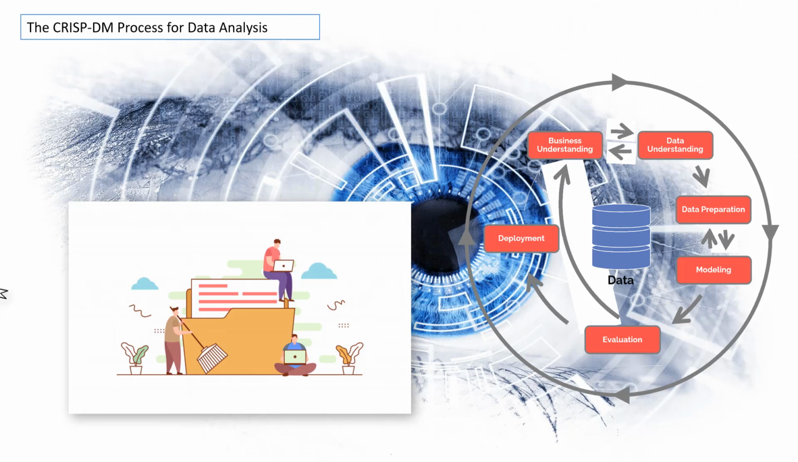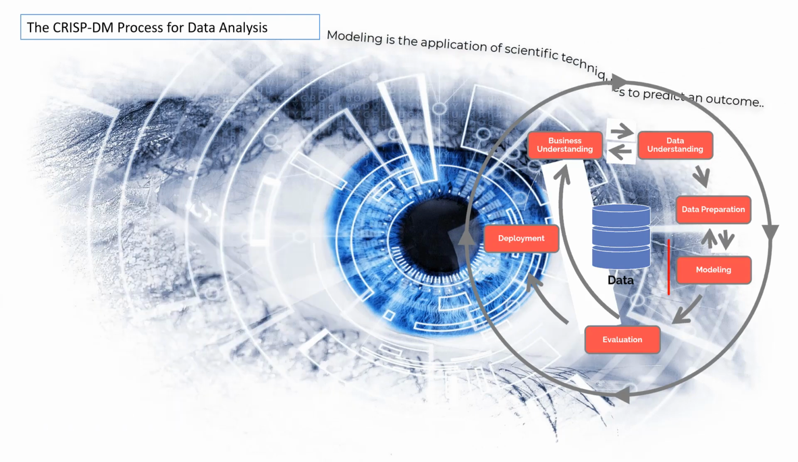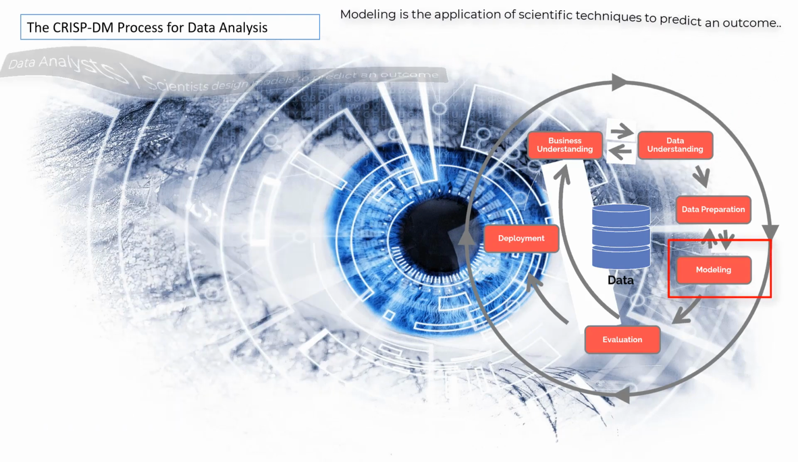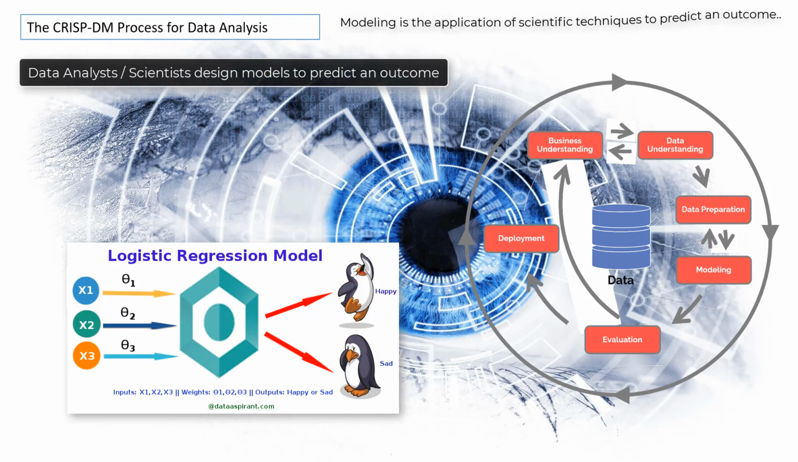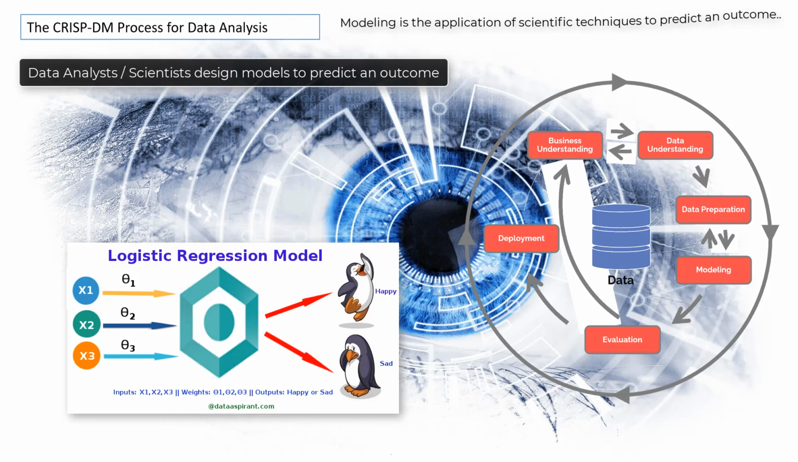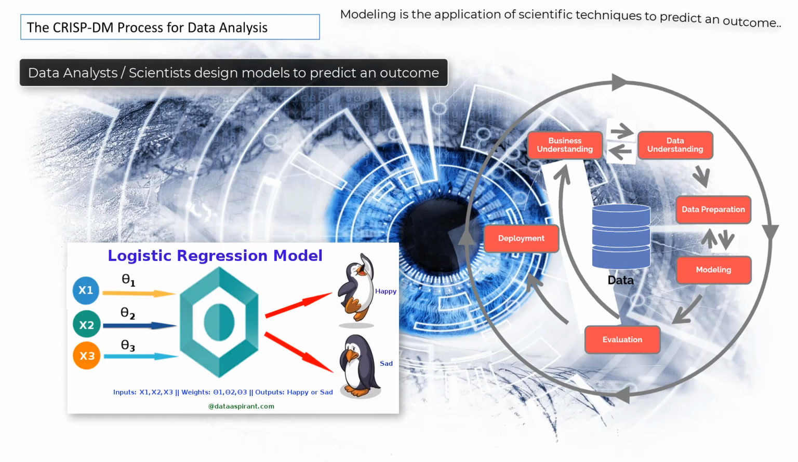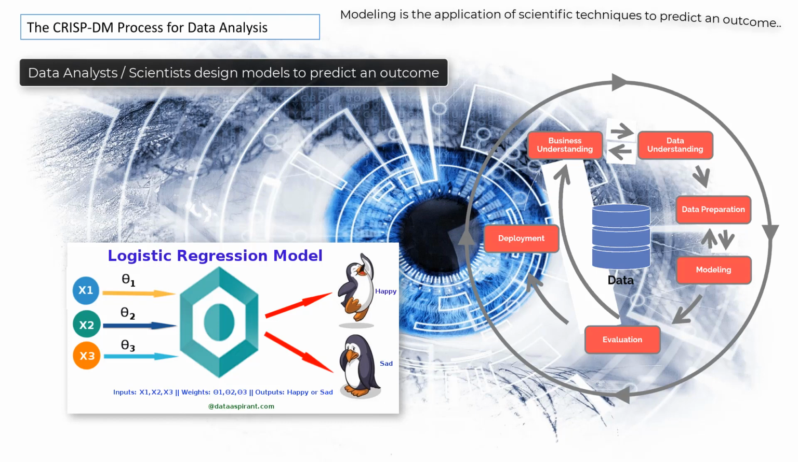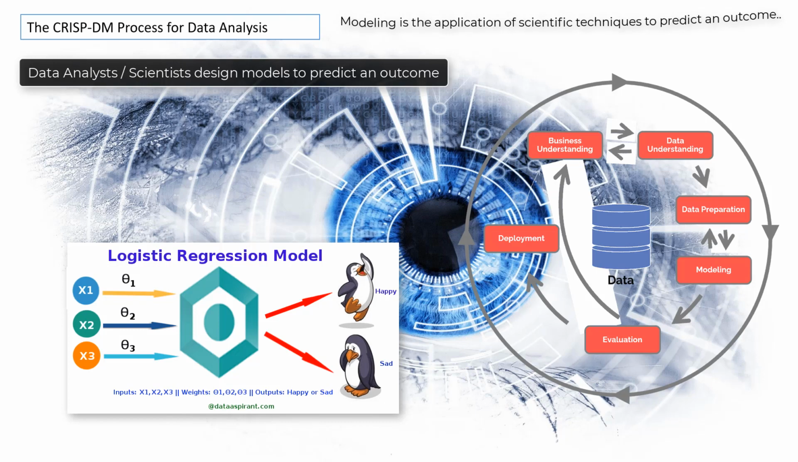Perhaps the next phase, which is modeling, is the most exciting phase, and this is where data analysts or scientists get to design a data analysis model for prediction purposes as explained previously. The data analyst or scientist needs to decide on modeling techniques and develop the model based on the data.